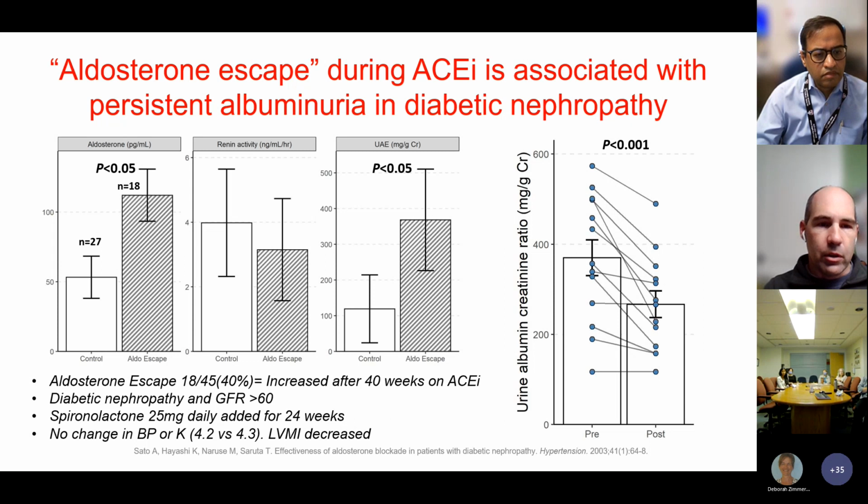So they added spironolactone 25 milligrams for 24 weeks in this case. And they noted that really in these people, there was no change in blood pressure or with potassium. I think most people probably will see a little bit of a change there. But they saw a decrease, and this is a pretty low grade albuminuria, but you did see a significant decrease in the people treated after that with spironolactone.